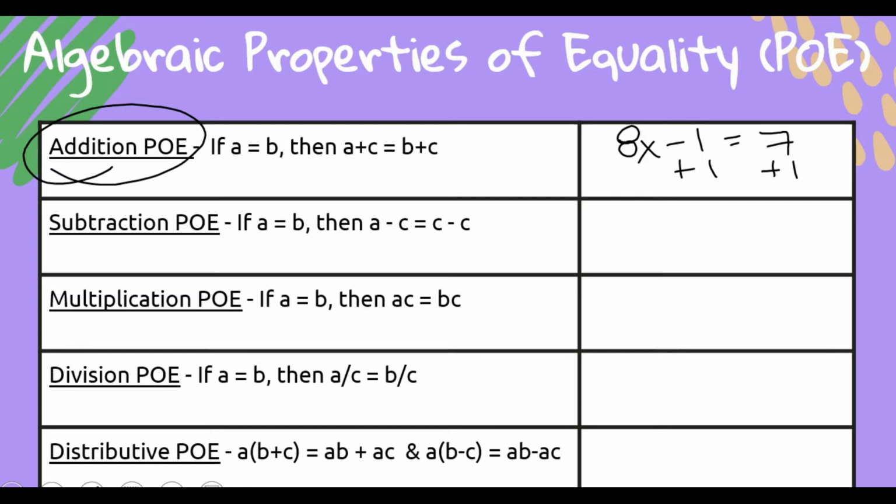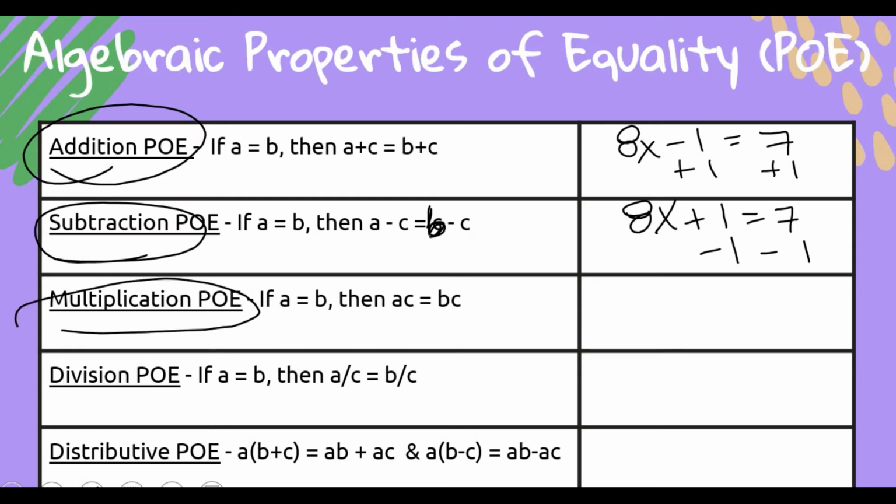The next type of property of equality, or POE, is subtraction. And this one is very similar to addition. It's saying that if A equals B, then whatever we subtract from the left side, we also have to subtract from the other side, and this should say equals B minus C. So we might see this if we were solving an equation and it looks something like this, and our first step with solving this would be to subtract a 1 from both sides. So that's called subtraction property of equality.